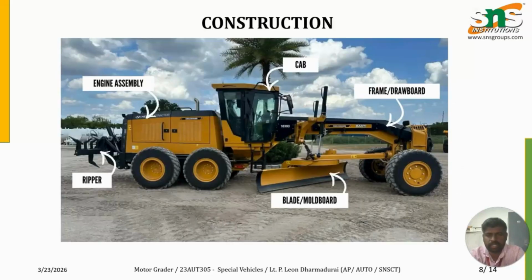As I said earlier, the construction has two to three sections. The first is the driver cabin unit, along with the engine assembly and the grading assembly, where the blade is fixed. As you can see in the picture, it is twisted to a certain angle, and according to the required angle it can be turned to our requirement. In addition, in some motor graders we can fix the ripper assembly, which is used to loosen the dense soil for proper grading.